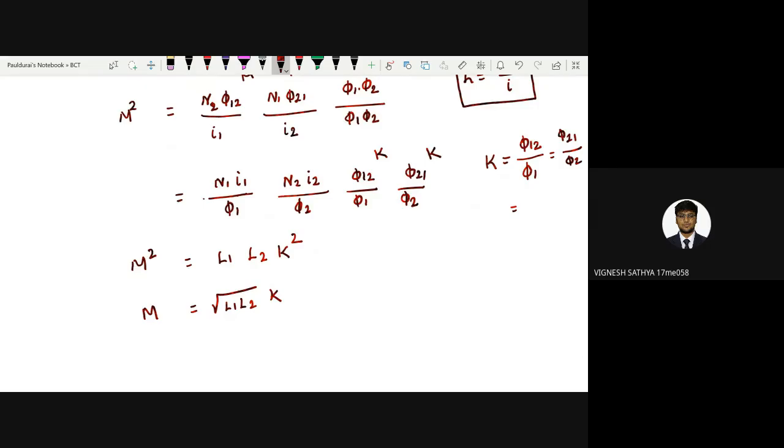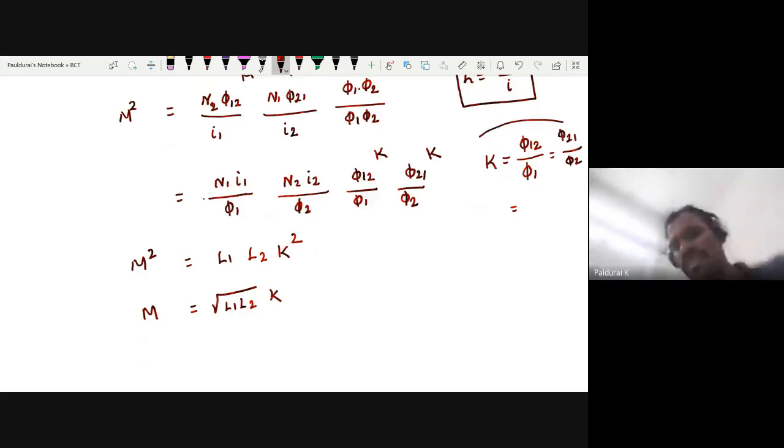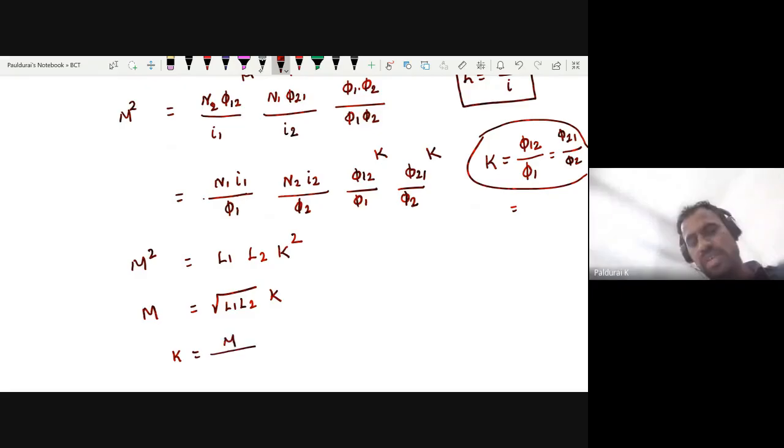Okay sir. The value of the coefficient will not change, sir. The flux linkage is there, it will not change, it will be the same. Can K be defined either way? Okay, so here there is no K1 K2, so K squared. So in order to remove this square, what will you do? Then M equal to square root of L1 L2 K. I'm looking for K, so K equal to M divided by square root of L1 L2. Okay, so that's it for today's class.